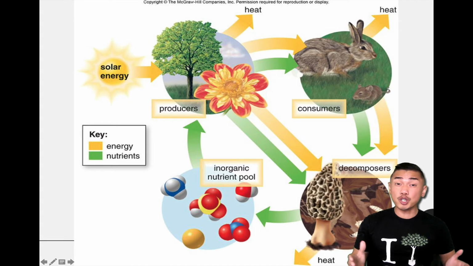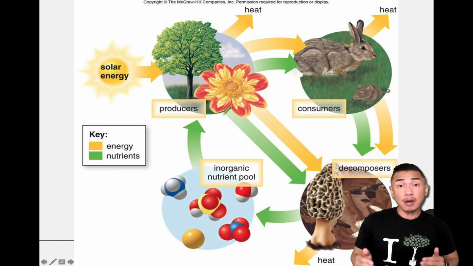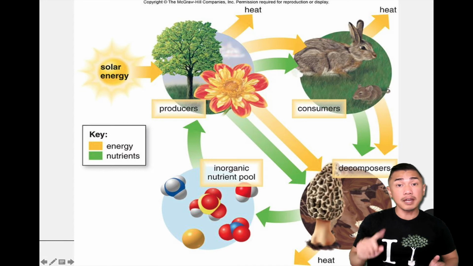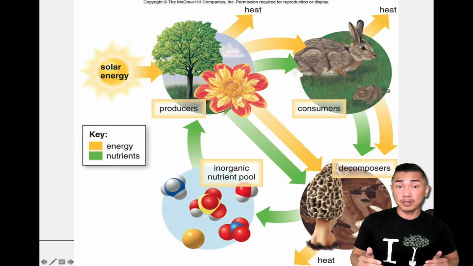This diagram shows how energy and nutrients move differently within an ecosystem. Notice how energy from the sun is all eventually lost as heat and never makes its way back. Also notice how nutrients are used and reused and are cycled through the ecosystem.